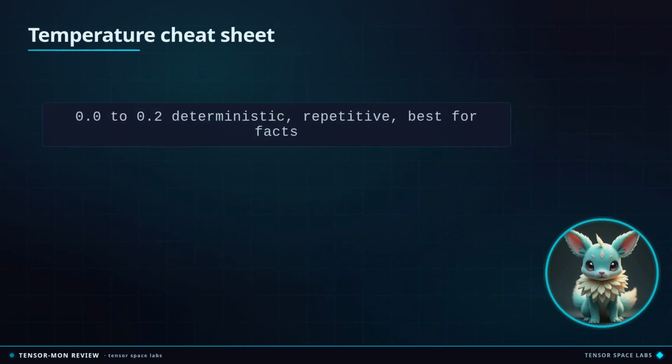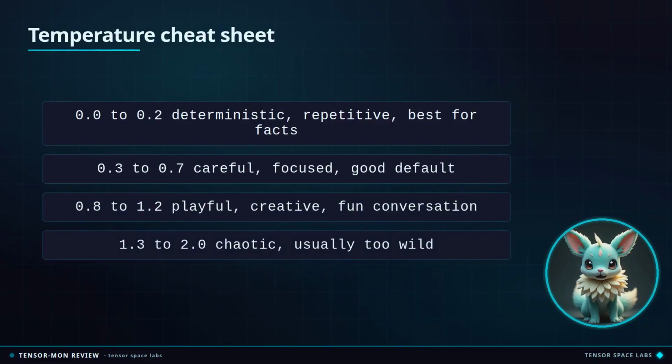A cheat sheet. 0 to 0.2 is deterministic, good for factual answers. 0.3 to 0.7 is careful and focused. 0.8 to 1.2 is playful, good for conversation and creativity. Past 1.3, the model mostly makes things up. Pick based on what you are doing.